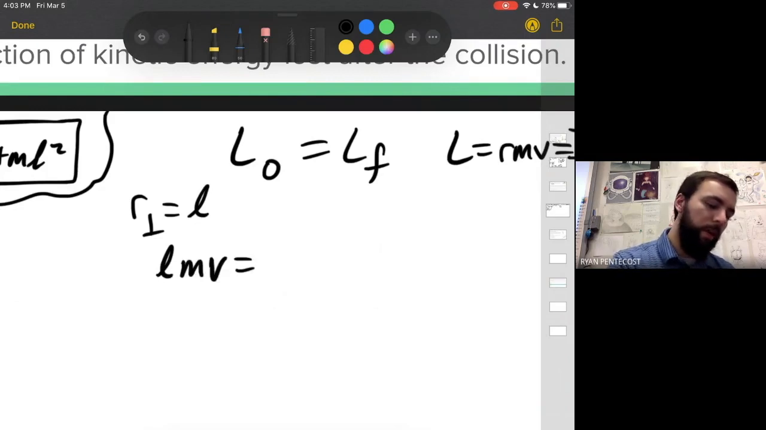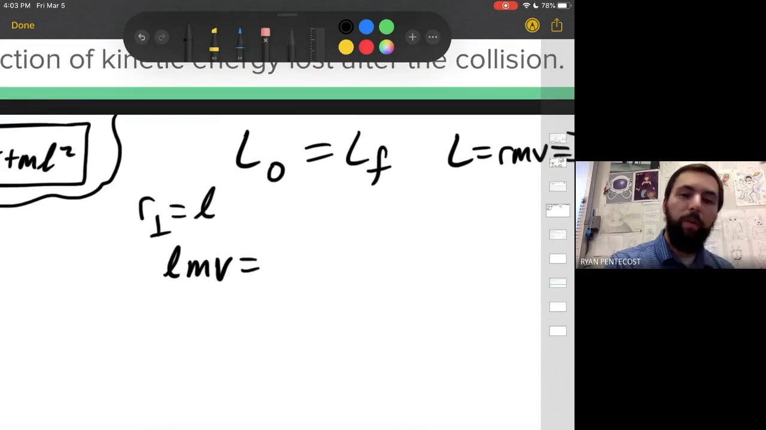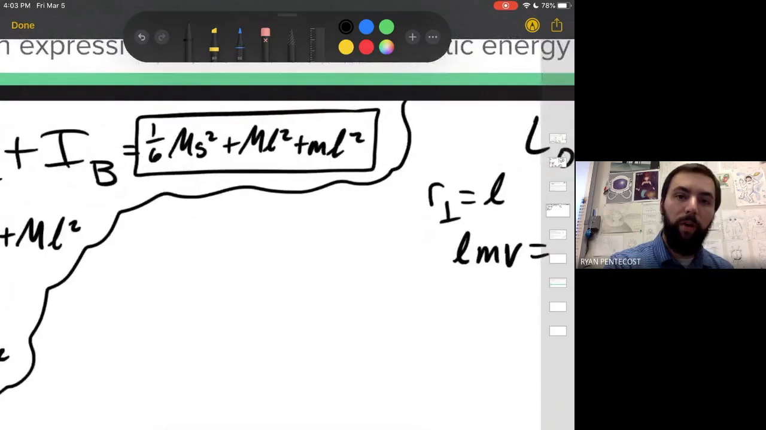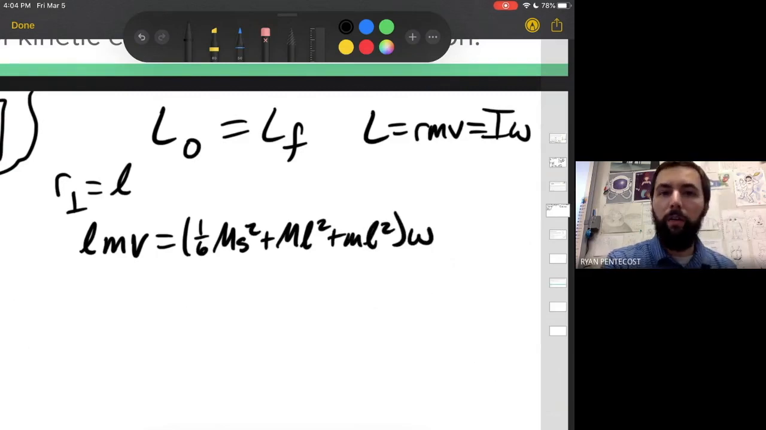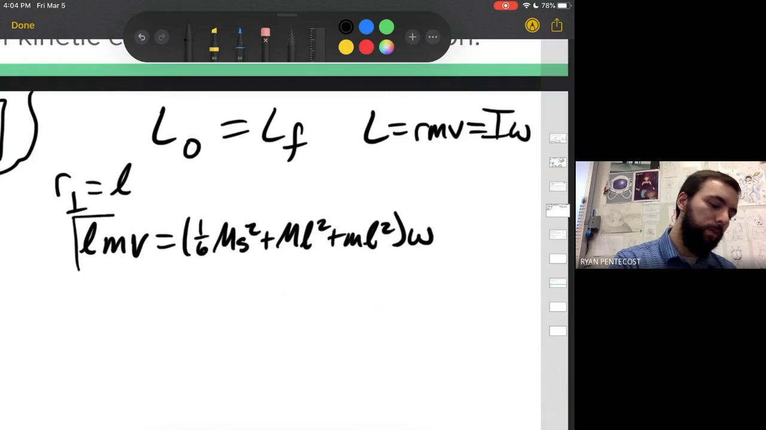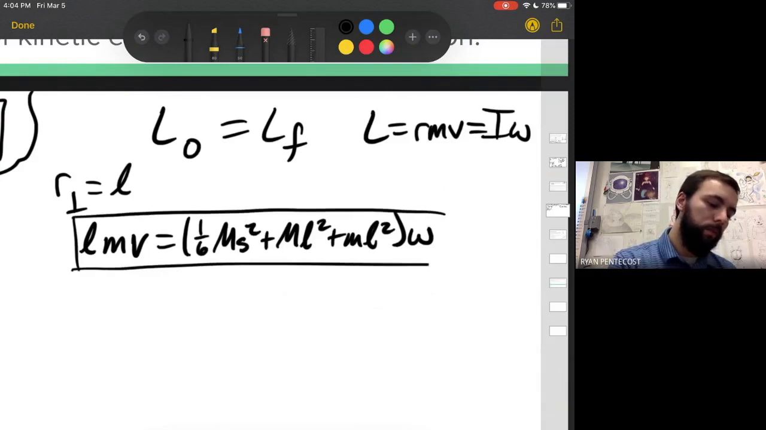velocity of the bullet. Then final, that is where we would take the moment of inertia of the system, which we just took all that time writing down. So let's go ahead and use it. That would be 1/6 M s squared plus big M L squared plus little m L squared, all times its angular velocity omega, right? And that would be the expression for the conservation of angular momentum within this system.